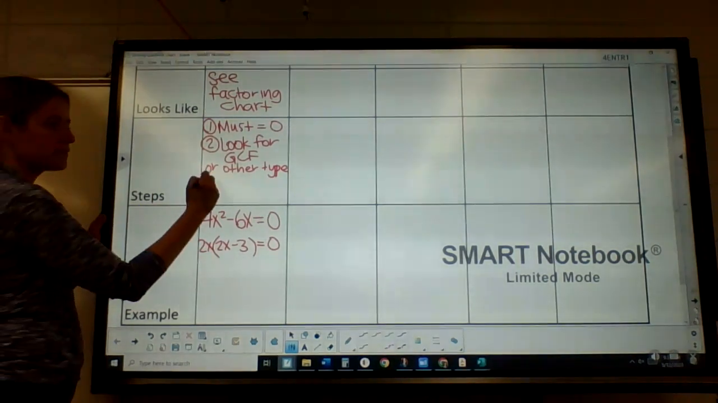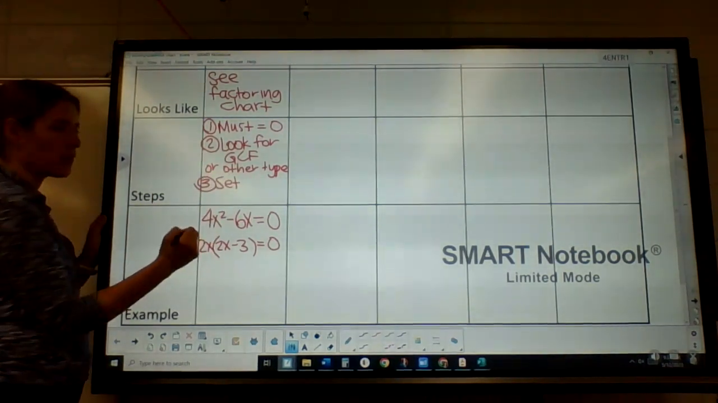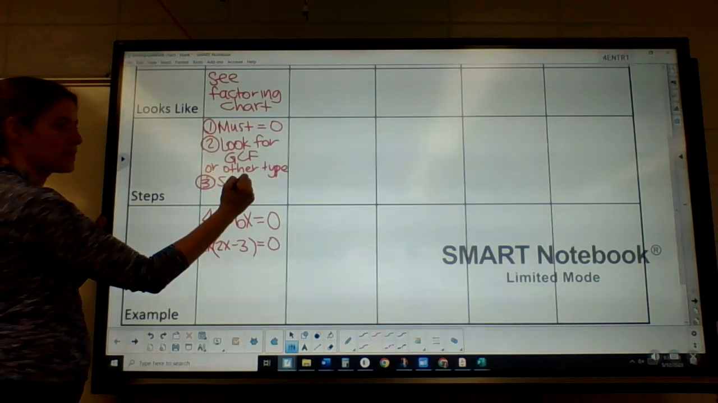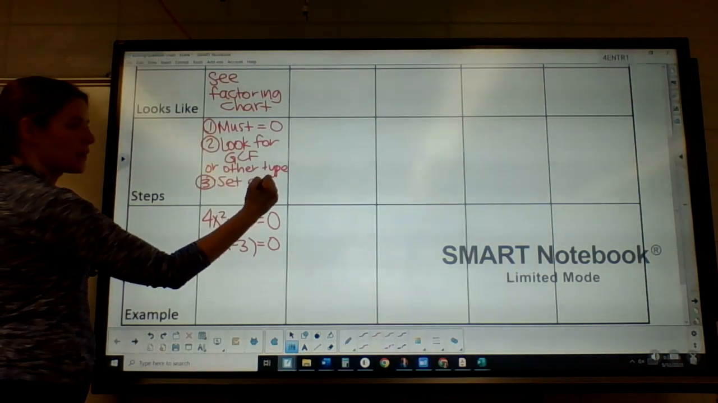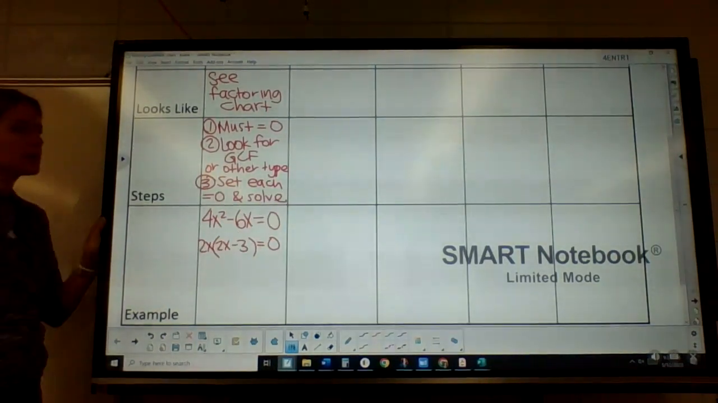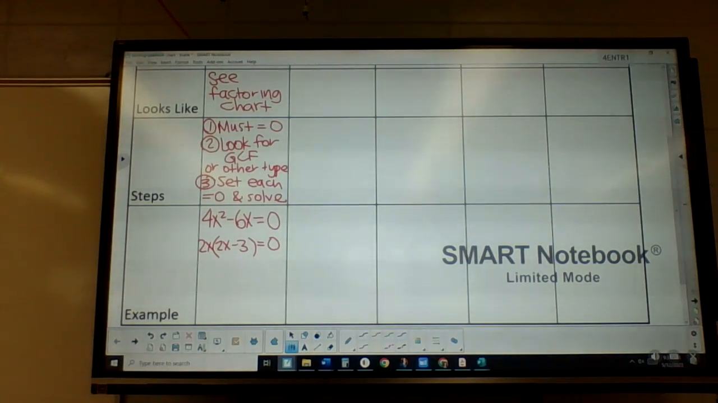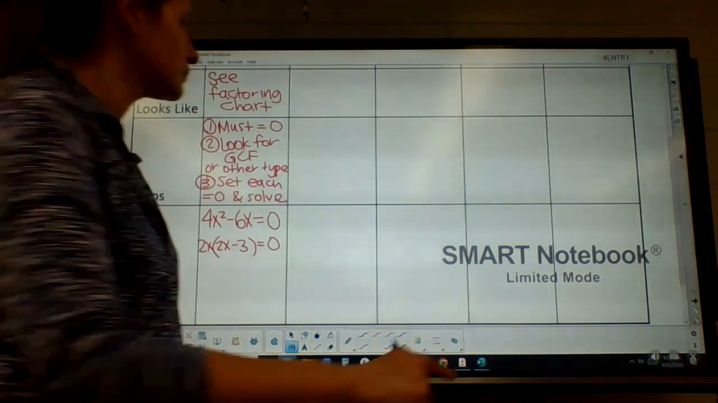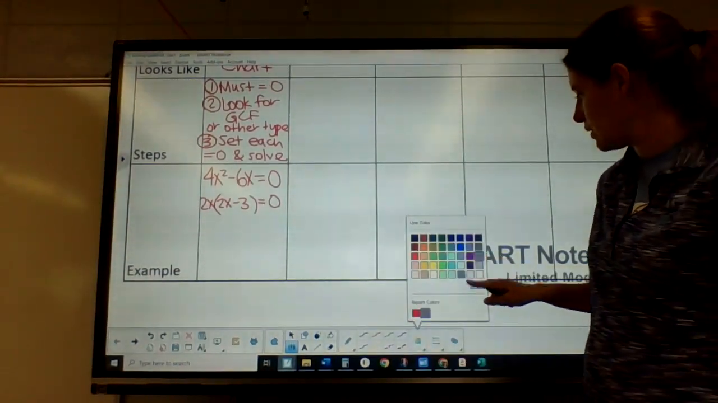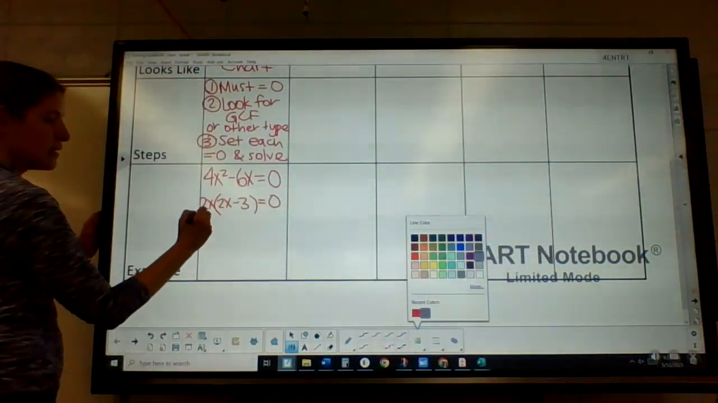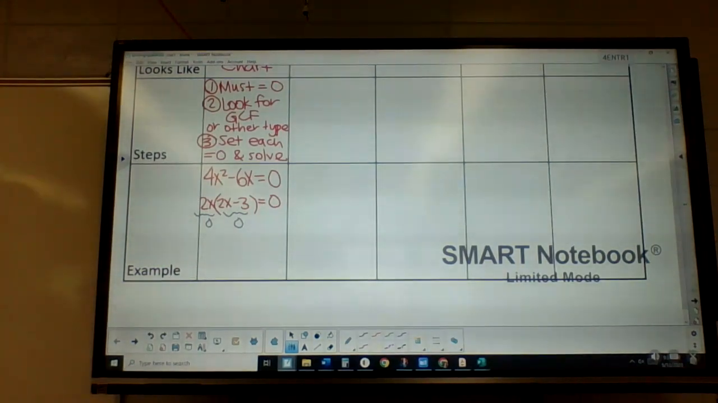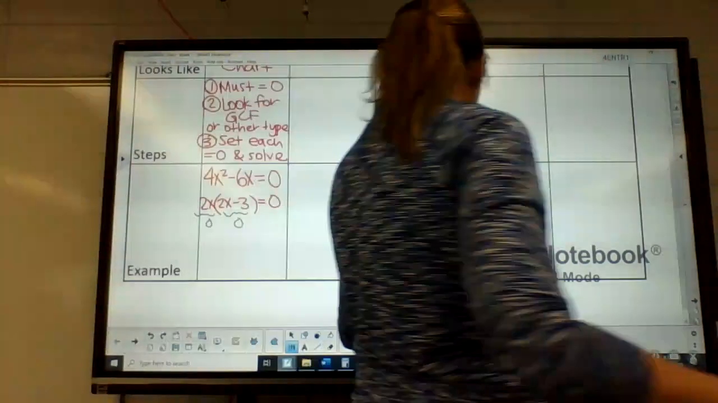Once we've factored it, now we're going to set each factor equal to 0 and solve. So the 2x can equal 0, and the 2x minus 3 could also equal 0. Now we're going to set each of those equal to 0 to solve.